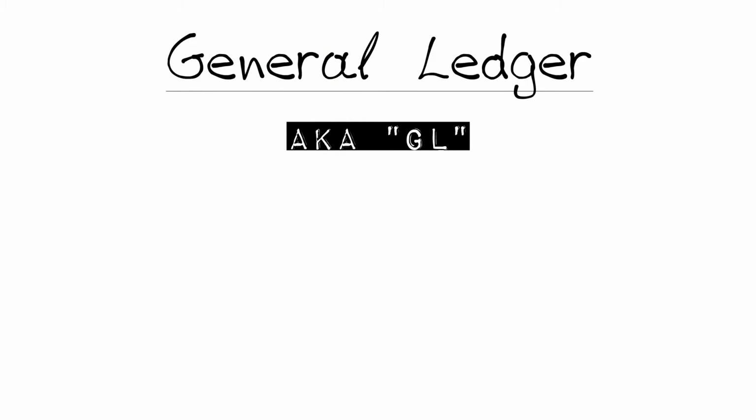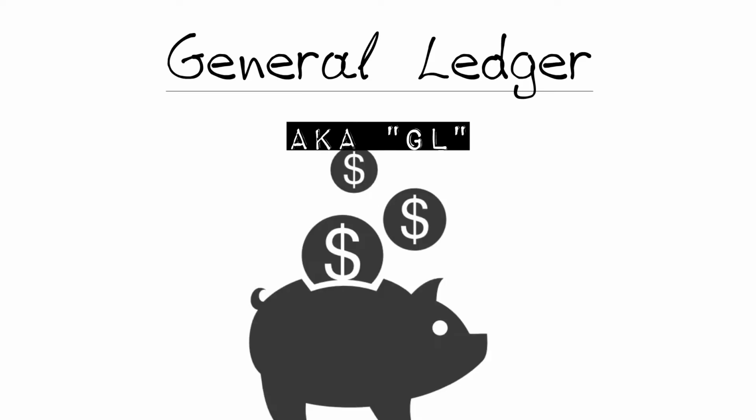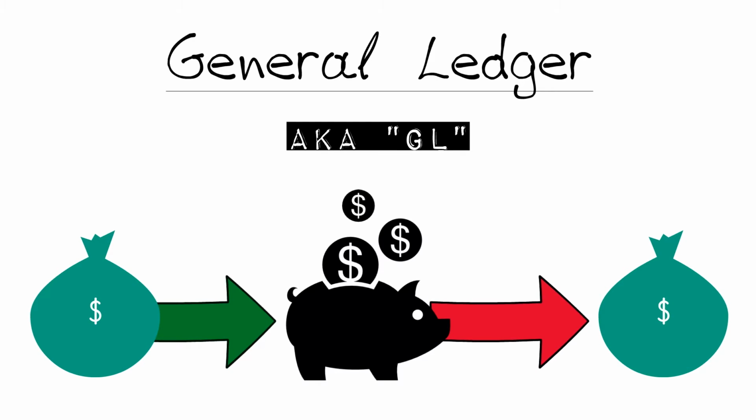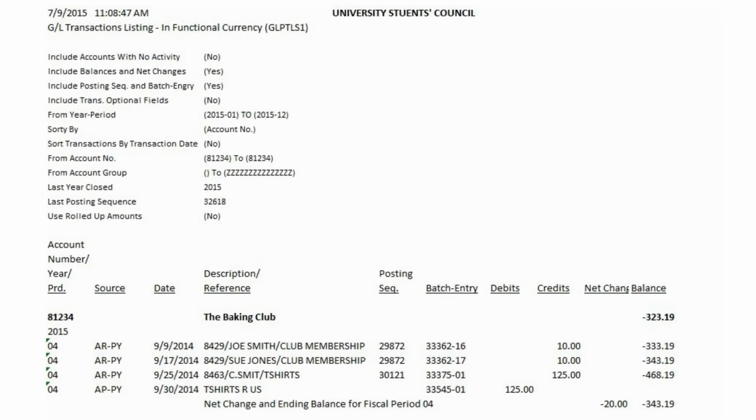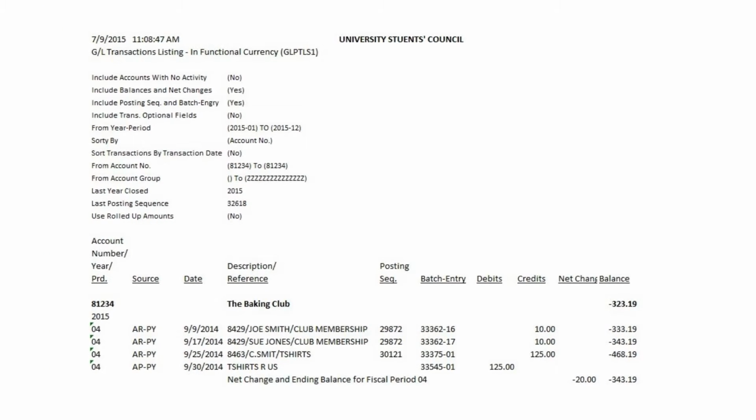A General Ledger Detailed Report, or GL, is a record of all transactions posted to your account. Ledgers are available from the USC Finance Office. They can be a bit tricky to read if you are not familiar with these reports. Here is an example of a GL. A lot of the information on this page is not important to you, so let's highlight what is important to you.